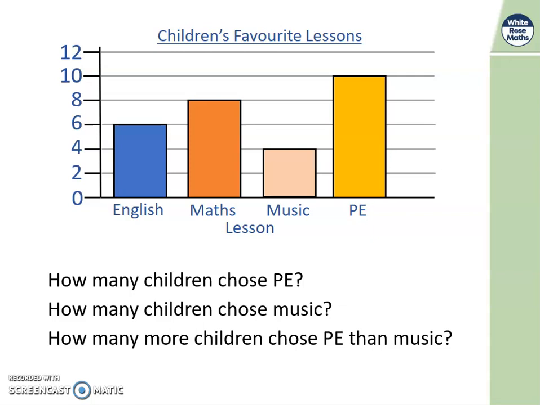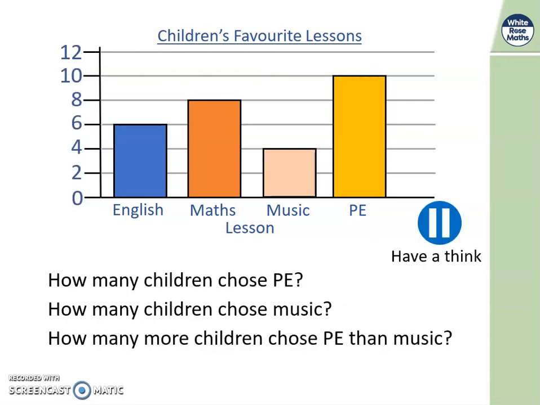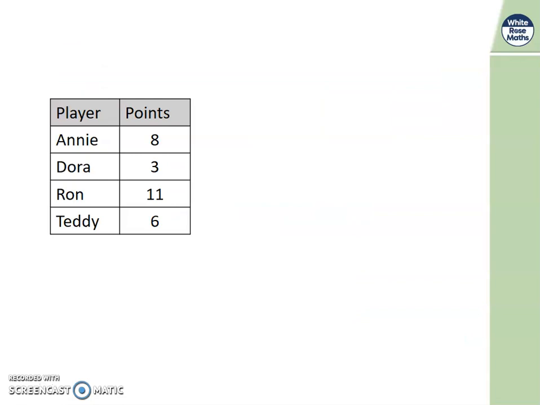Well done. So how many children chose PE? Well done. 10 children chose PE. How many children chose music? 4 children chose music. How many more children chose music than PE? So the difference is 6. Well done.